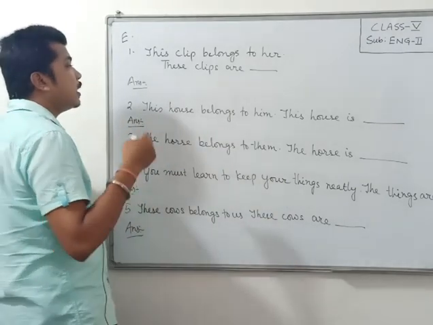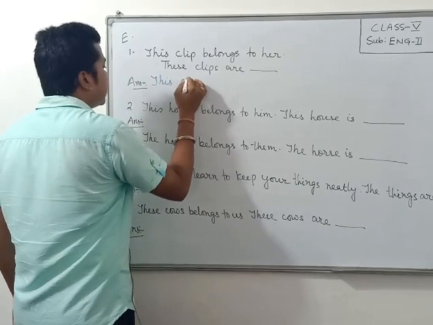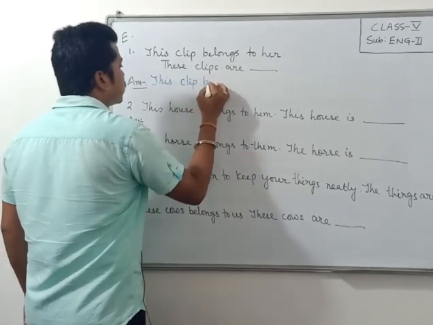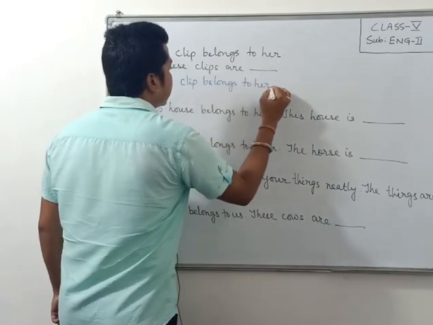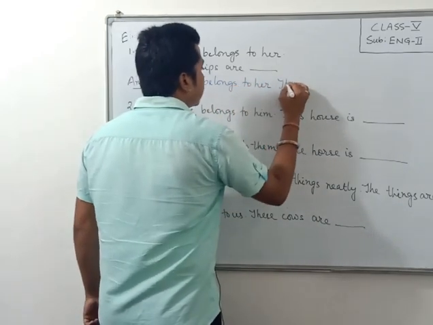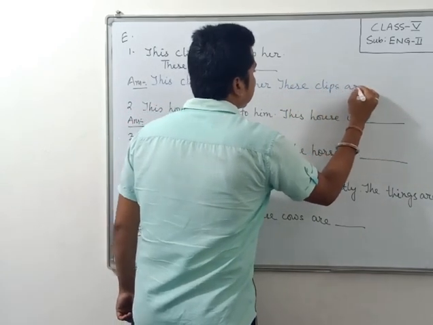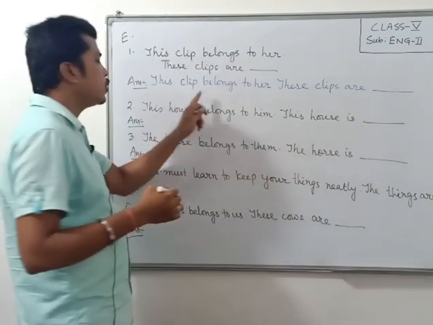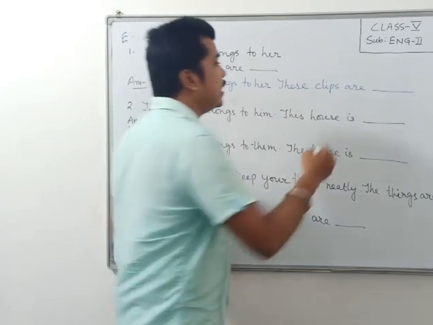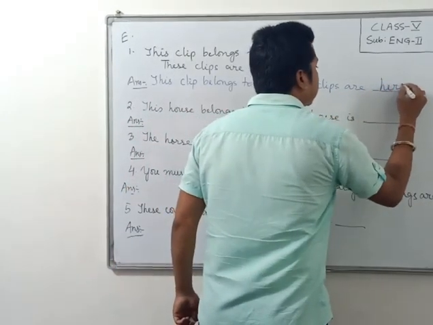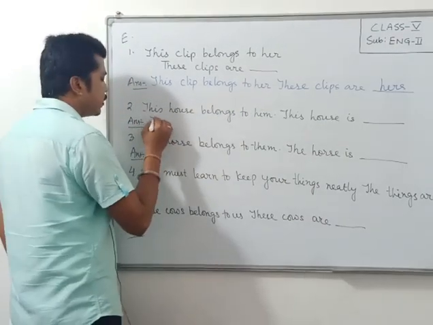These clips are dash. Now let us rewrite the question once again. This clip belongs to her. After that, you will write the next part. These clips are, what will it be? This clip belongs to her. These clips are, from her it will be hers. H-E-R-S. Hers.